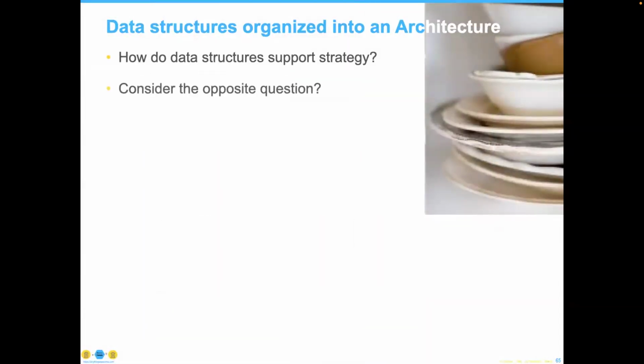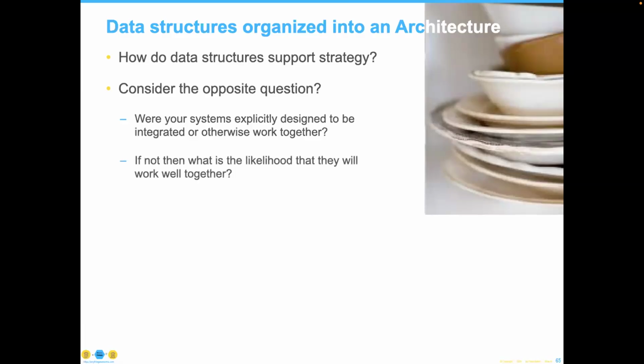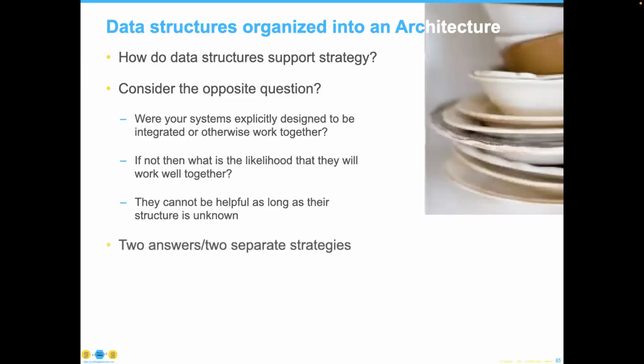So you might ask, how are these data structures supporting strategy? And the first thing to do is to ask the opposite question. Were your systems explicitly designed to be integrated or otherwise work together? Again, some CRMs, some ERPs, some commercial software products are in fact doing this. All of them claim to be, so you can get the nuance there. And if they weren't designed that way, what's the likelihood they'll just happen to work together? We can't have any useful information taking place as long as their strategy is unknown.